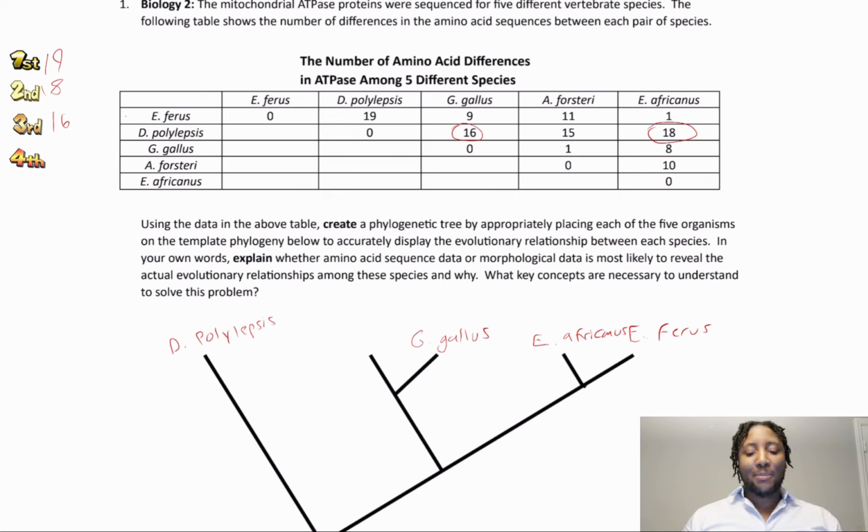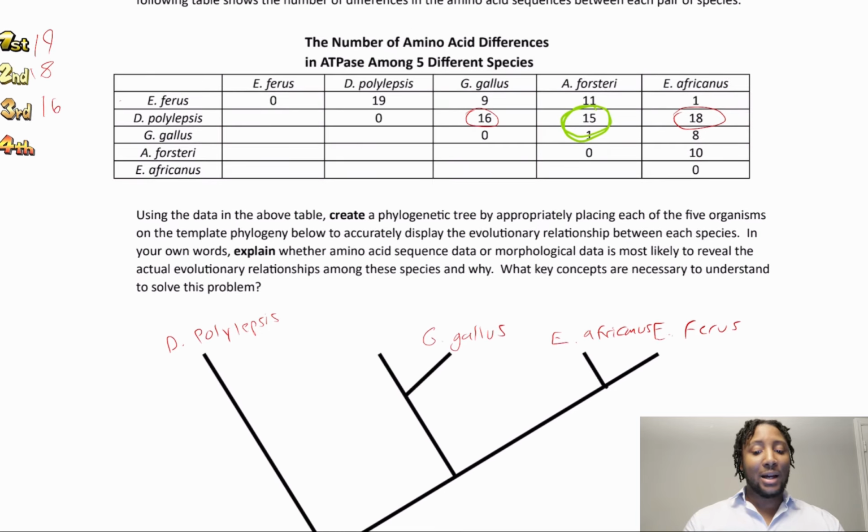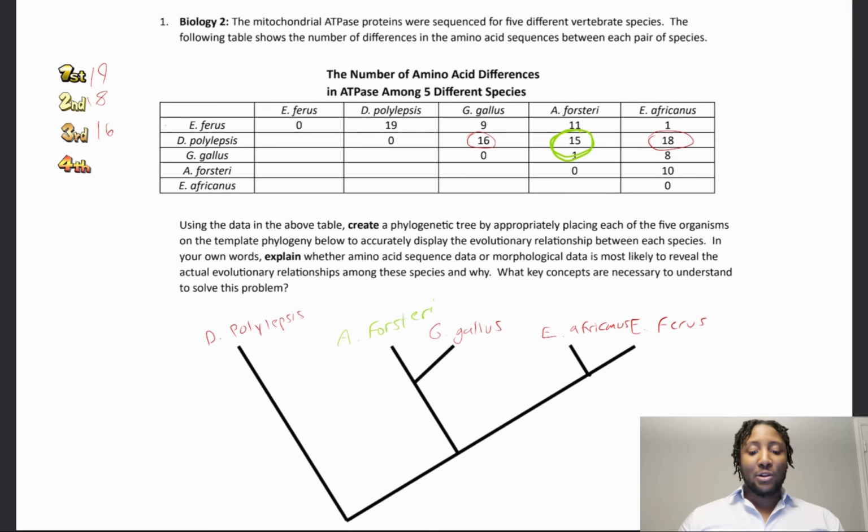Lastly, what's the next number that pops up to us that takes the fourth place, that it has the most differences? It's this 15 right here, and I'll do it in another color for you guys. It's this 15 here, where we can compare D. polylepsis to A. forsteri, and we're saying that this is the most related to D. polylepsis, okay? So this will take our last slot here, where we can write A. forsteri, okay? And that's it. So we have our phylogenetic tree solved. Fourth place goes to the 15 amino acid differences between these two guys.